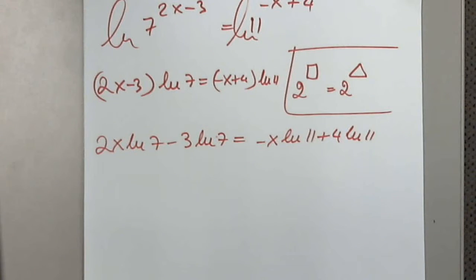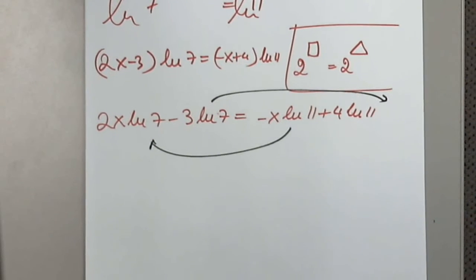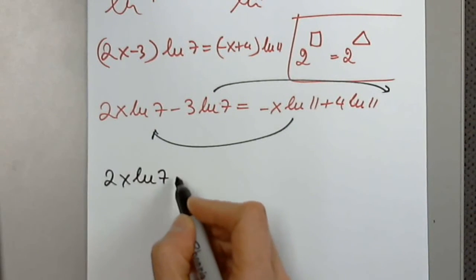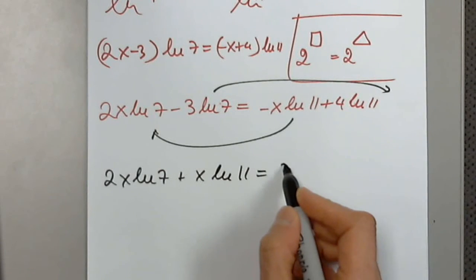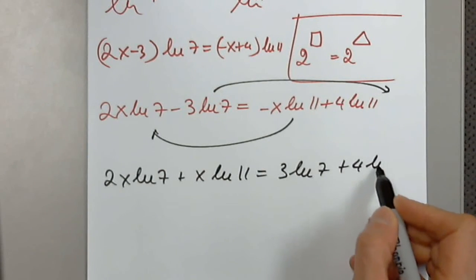Good. What will be the next step then? I don't have like terms. So what will be the next step before we even talk about like terms? What do you think? You can't divide. Yes, rearrange. What do you mean by rearrange? This term has to follow that term, and yes, awesome. 2x natural log 7 plus x natural log 11 equals 3 natural log 7 plus 4 natural log 11.